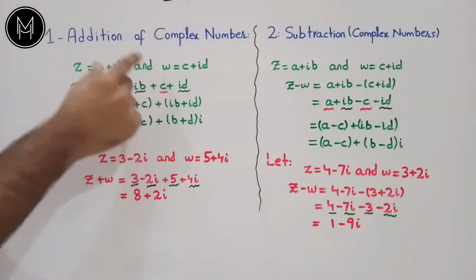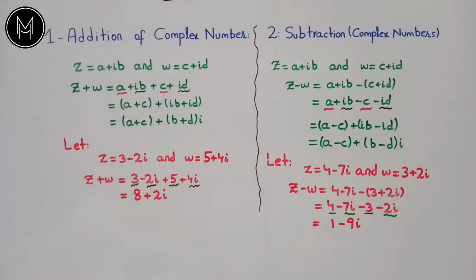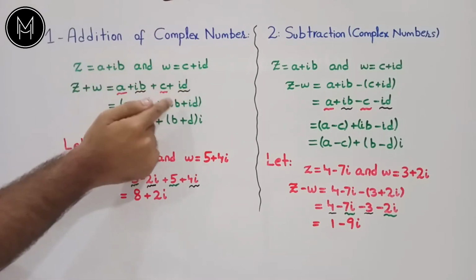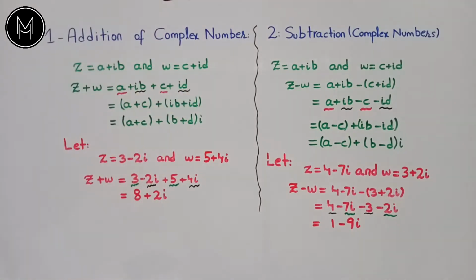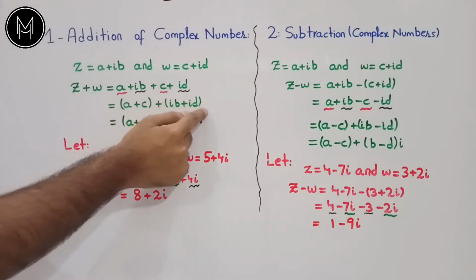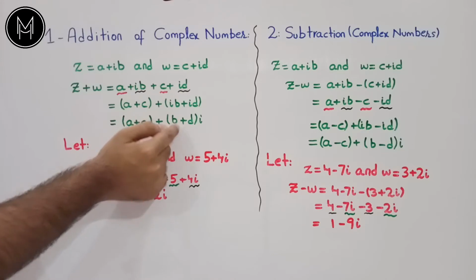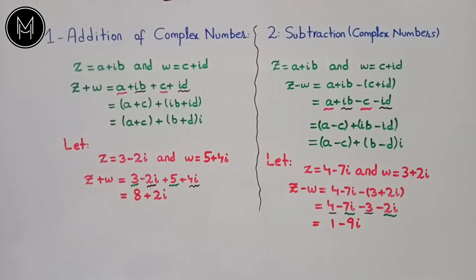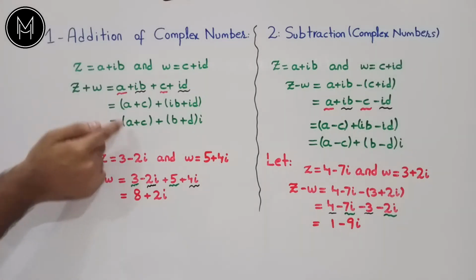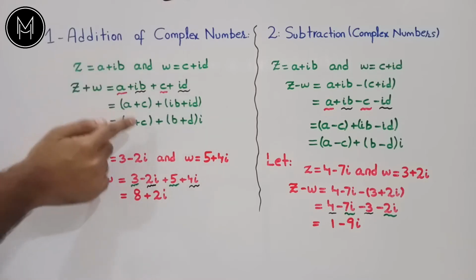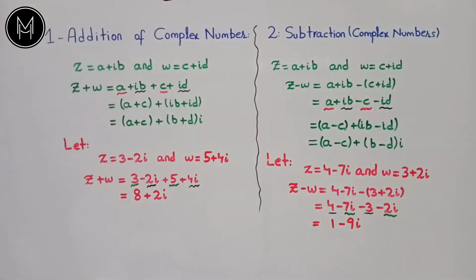And similar to real parts, we have two imaginary parts, b and d. So we will add b and d. As a result, we will get ib plus id. As i is common in both numbers, we can write this as (b plus d) into i. So the final equation of the sum of two complex numbers is equal to (a plus c) plus (b plus d) into i. This is the real part, this is the imaginary part.